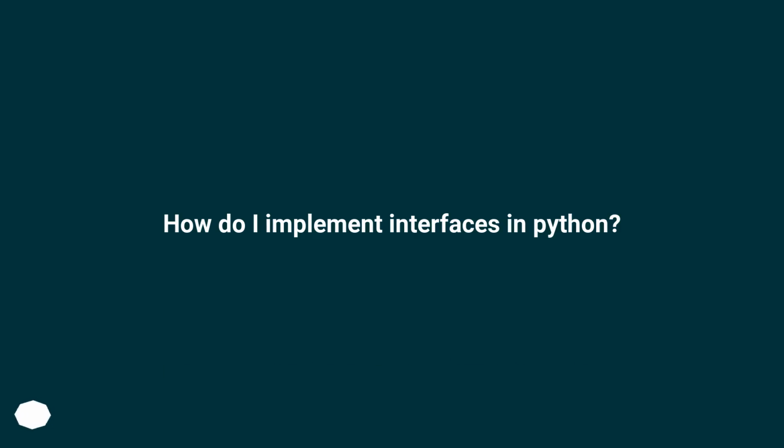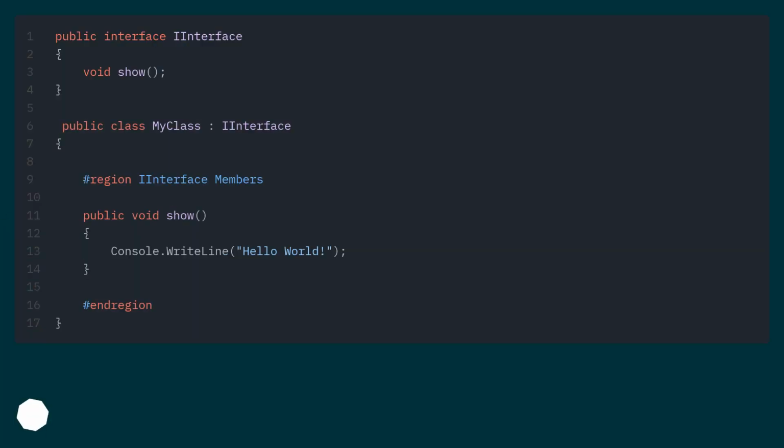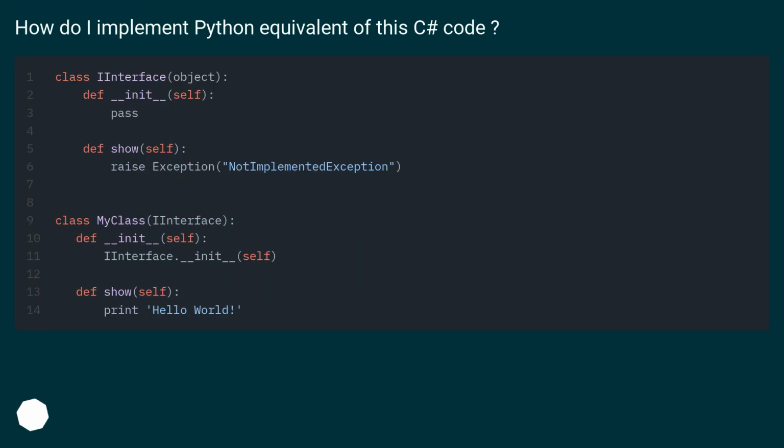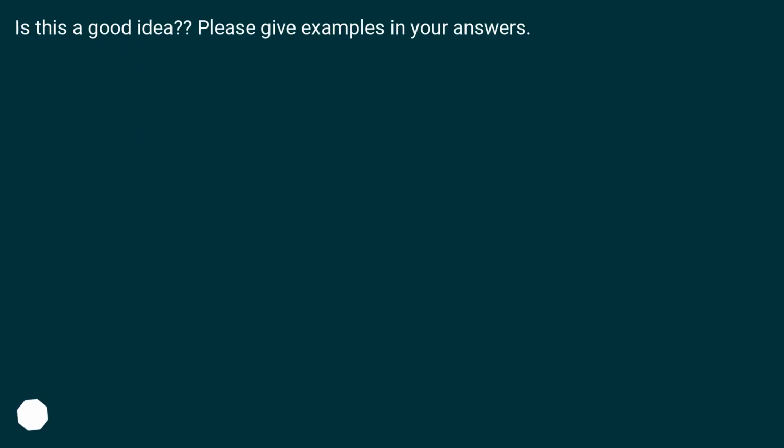How do I implement interfaces in Python? How do I implement the Python equivalent of this C# code? Is this a good idea? Please give examples in your answers.